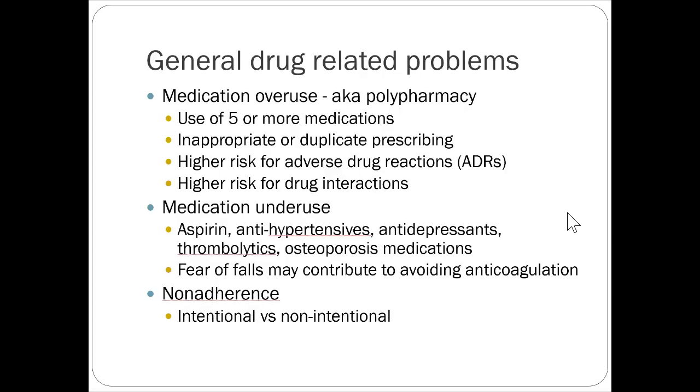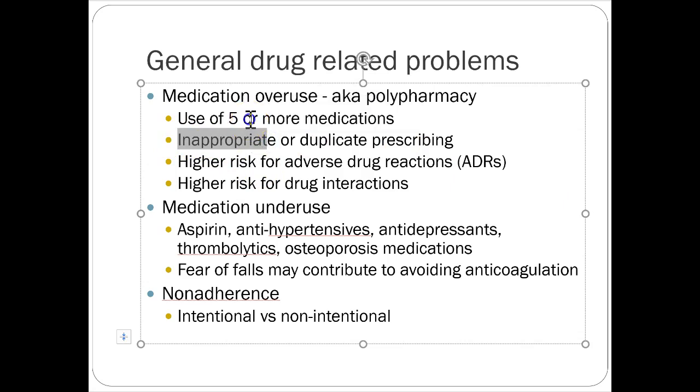General drug-related problems. Polypharmacy is pretty rampant in the elderly population. Medication overuse is what we call polypharmacy. The definition of it technically is 5 or more medications, which means that basically every person I ever talked to at the hospital has polypharmacy going on. Inappropriate or duplicate prescribing, higher risk for adverse drug reactions, higher risk for drug interactions. This is really where I personally define polypharmacy.